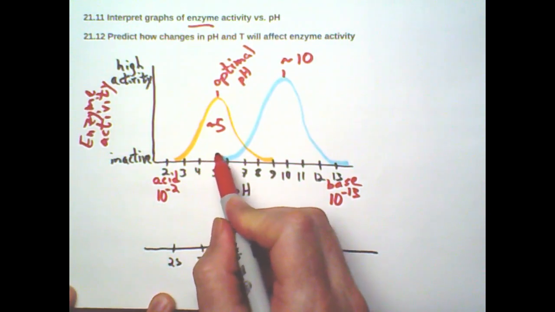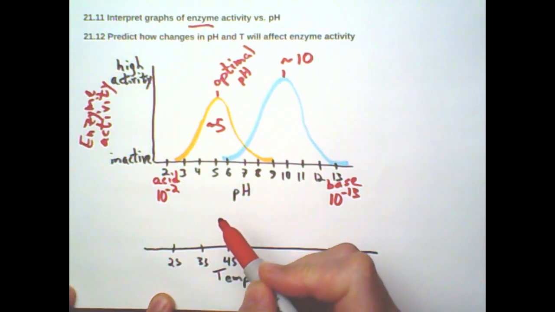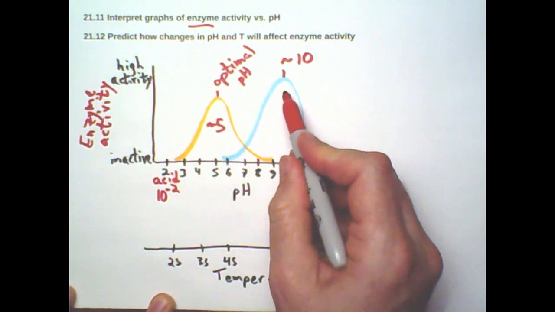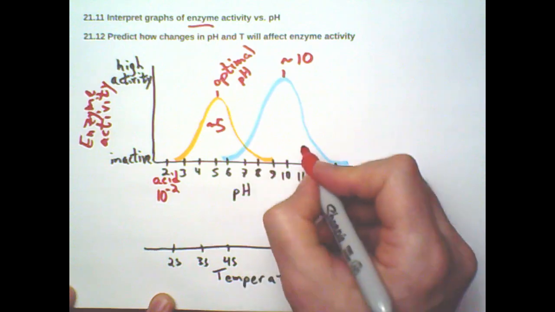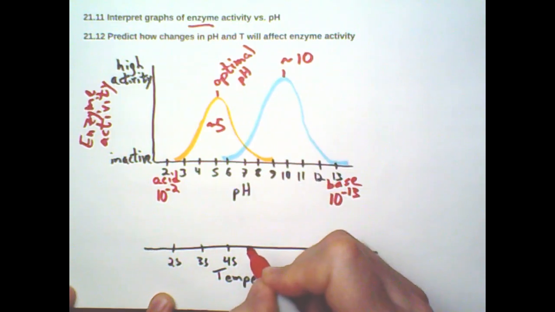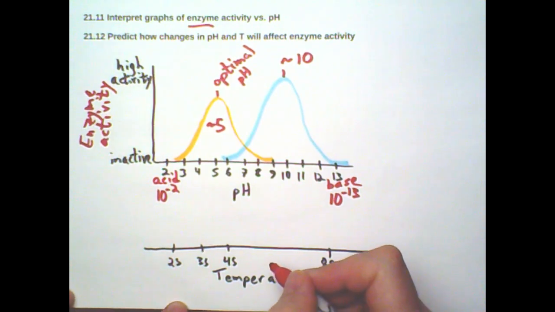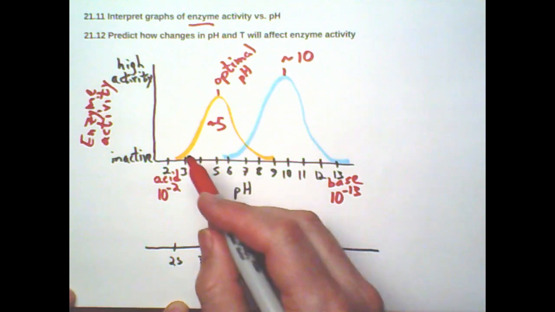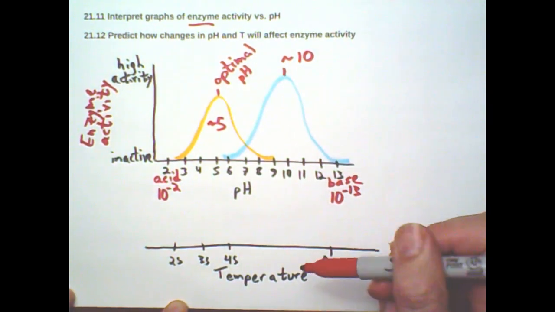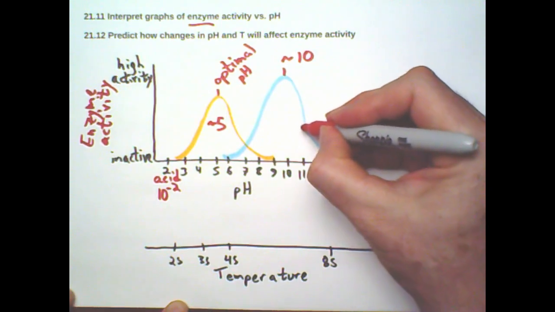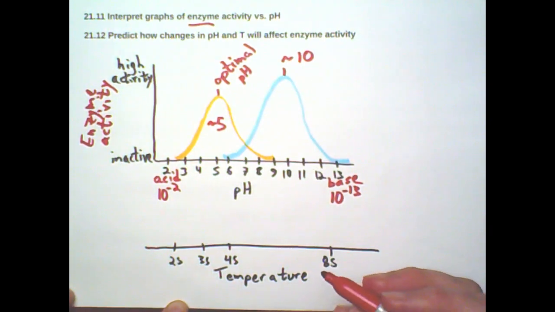The closer you get to 5 from either direction, the faster the enzyme will work. For this blue one, the closer you get to 10 from either direction, the faster it will work. The further you go away from 10, the slower it will work. Nothing more complicated than that. We're just reading these simple graphs. Higher point means working faster, lower point means working slower. Moving towards the higher point means you're increasing the speed.